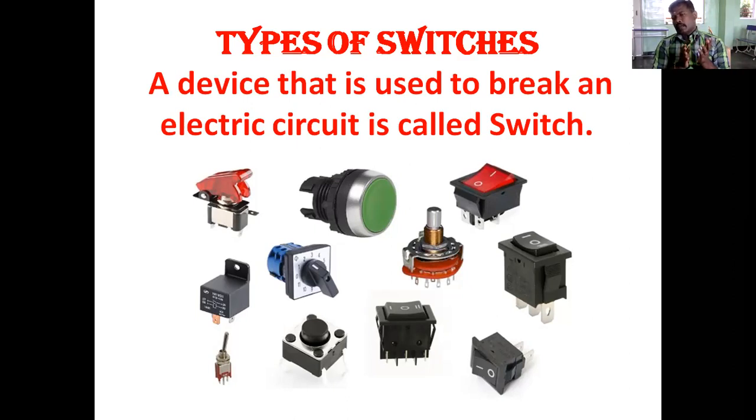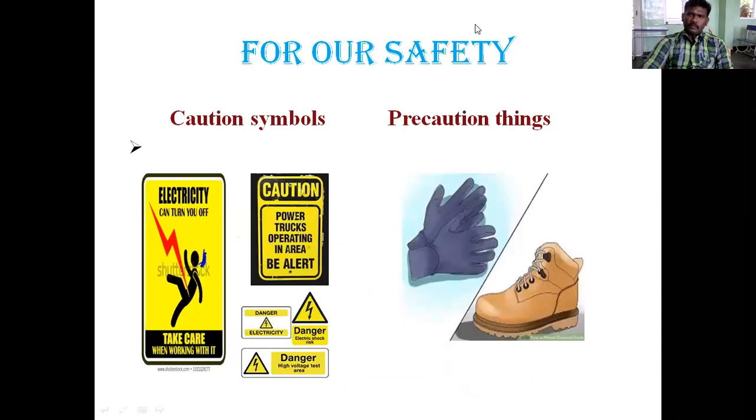We can increase or decrease the intensity or the allowed current value with the help of the switch also. We can change the current value with the help of resistance, and also we can change the value with the help of switches. Okay. See the next one.